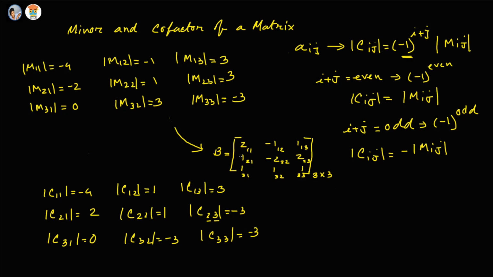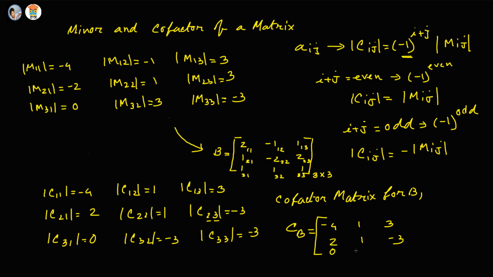Now we can find out the cofactor matrix for B, say CB, which is a matrix with all the cofactors. So the first element 2 has the cofactor -4, the second element has the cofactor 1, the third element has the cofactor 3. Here the second row first column element is 2, then 1, then -3, then we have 0, -3 and -3.